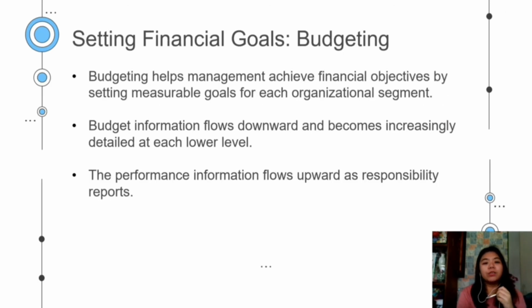So next, as part of responsibility accounting is setting financial goals or budgeting. Budgeting helps the management achieve financial objectives by setting measurable goals for each organizational segment. So, pag na-delegate na yung responsibilities in each of the departments, they need to set their own budget which is in line with the organization's budget so that they could achieve the objective of the organization. Budget information flows downward and becomes increasingly detailed at each lower level. And then, the performance information flows upward as responsibility reports.